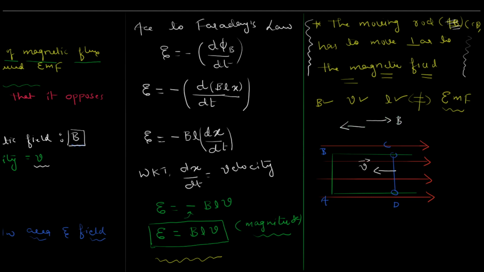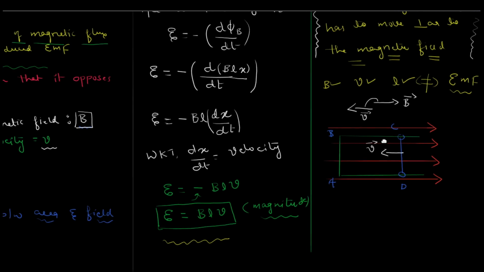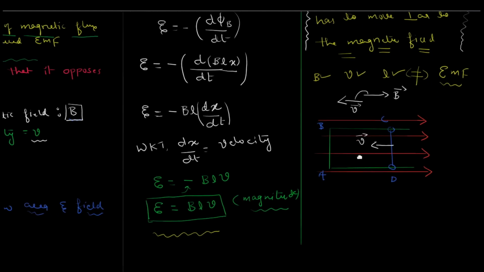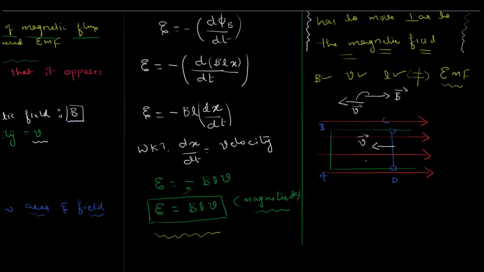So the magnetic field is towards the right and the velocity is towards the left. They definitely are not perpendicular. In fact, they make a 180-degree angle between themselves. So they are not moving perpendicular to each other, and according to this statement, it should not give induced EMF. Let's see why. How come it is not going to give induced EMF?